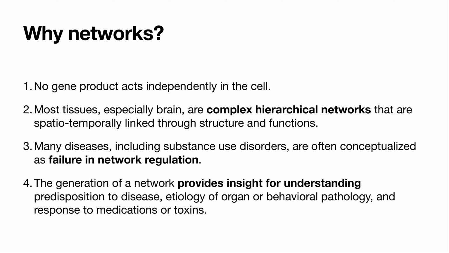it is logical to conclude that no gene product acts independently in the cell. That most, if not all, gene products interact with one another. We know that most tissues, especially brain, are complex hierarchical networks. And so we know that there's cell-to-cell communication, cell type to cell type communication, region to region communication, and all of these represent interactions and ways genes work together.